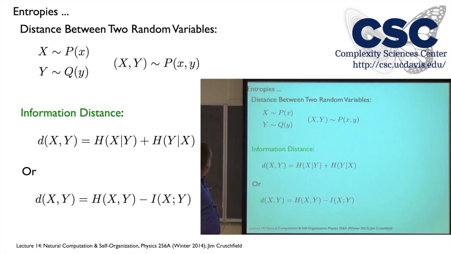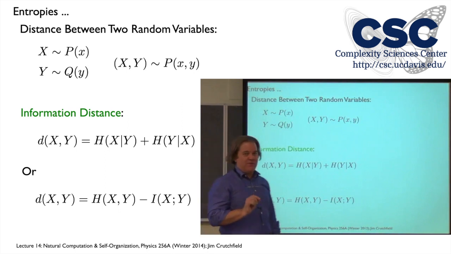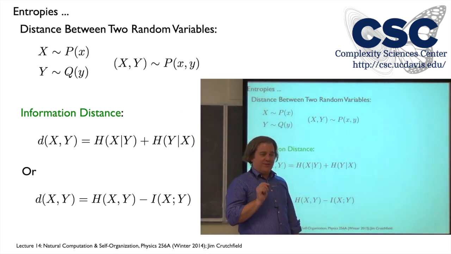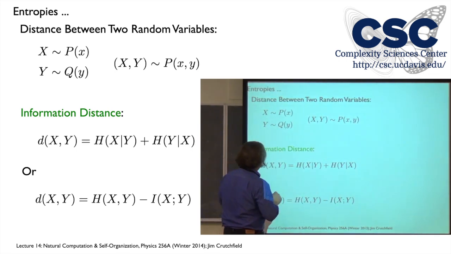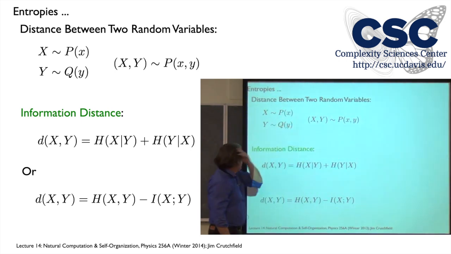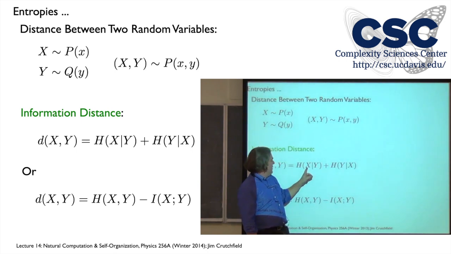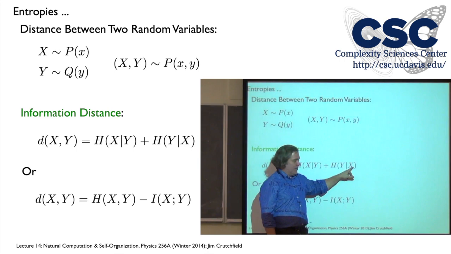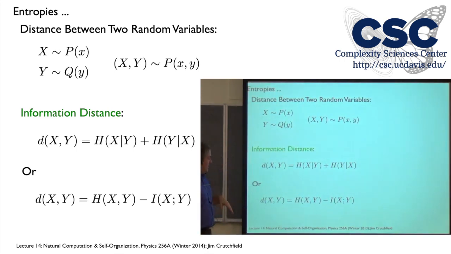So let's move on, except for one little comment, two slides. I've been criticizing the relative entropy for not being a distance. Well, it turns out that there actually is a distance in the space of distributions. This can be very useful. This assumes knowing the joint distribution between the two random variables, and you can show that, and this is called the information distance, little d of x and y. If you sum the conditional uncertainties, the uncertainty in x given y plus the uncertainty in y given x, that is actually a distance.